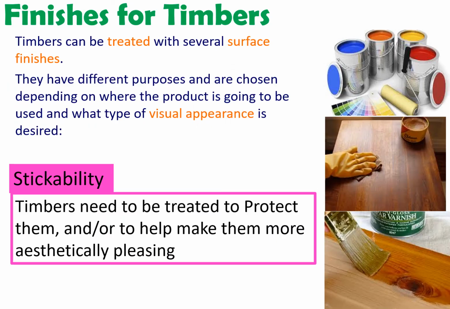Lastly, we're going to talk about finishes for timbers. Timbers can be treated with several surface finishes and they all have different purposes. Finishes are added to improve visual appearance and enhance durability. We can get different types of finishes such as paint, wax, stain or oil, and all of them improve durability and aesthetics. If you want to revise this section, what you can do is make mind maps so that you can use them in the future.